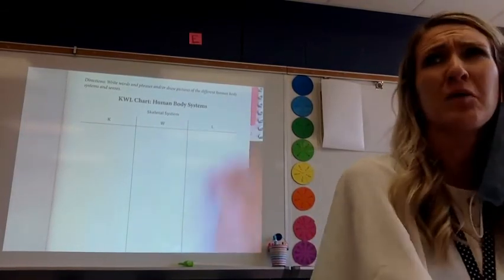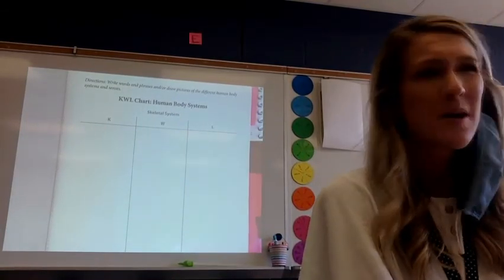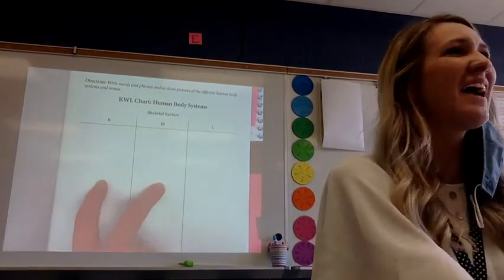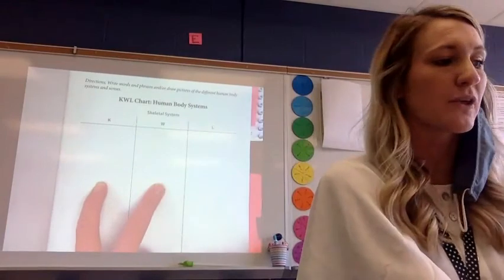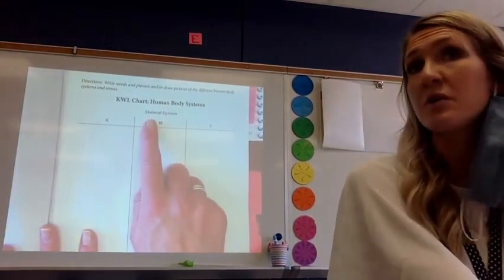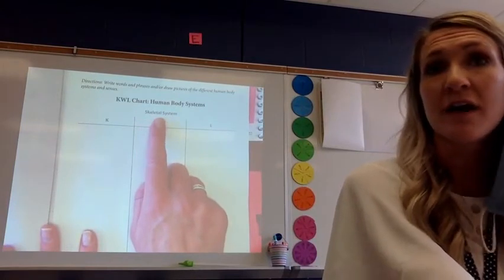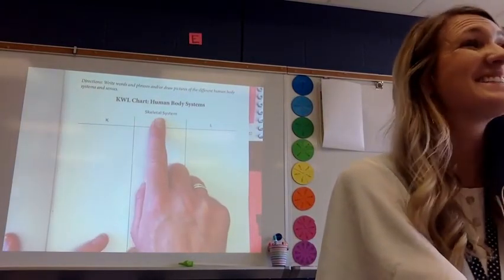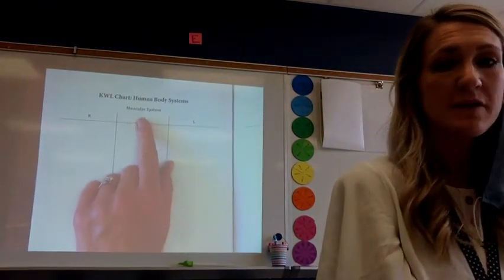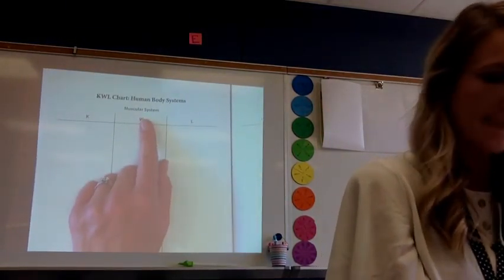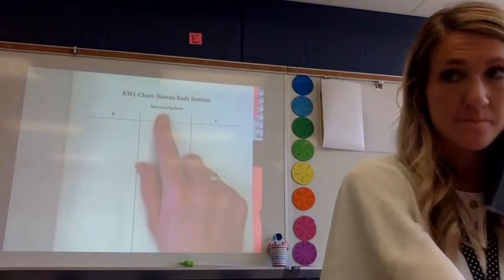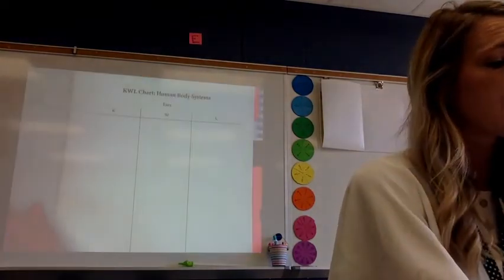So are we going to be able to fill out what we learned right away? No. The K and the W are the first focuses. The L is after we focus on something, we'll fill it out. So we have KWL charts for the human body systems. The first one we're going to see in our book is going to be for the skeletal system. The next one is going to be for the muscular system. The next one is for the nervous system, and we do have a few more.